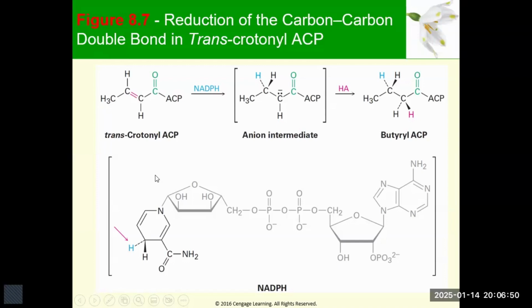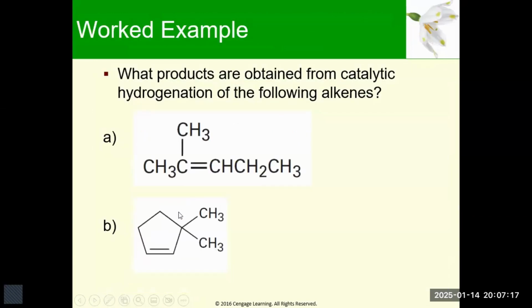And so this is an example of how that can happen. So you see the hydrogen initially is added using NADPH, and then you have this anion being formed, and then from the anion you have an acid that is going to protonate it. And this looks very similar, if you guys remember, to the other reaction that we did earlier today.